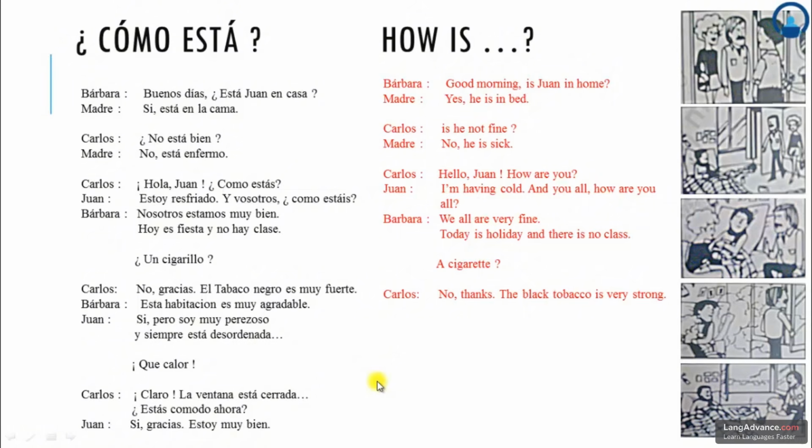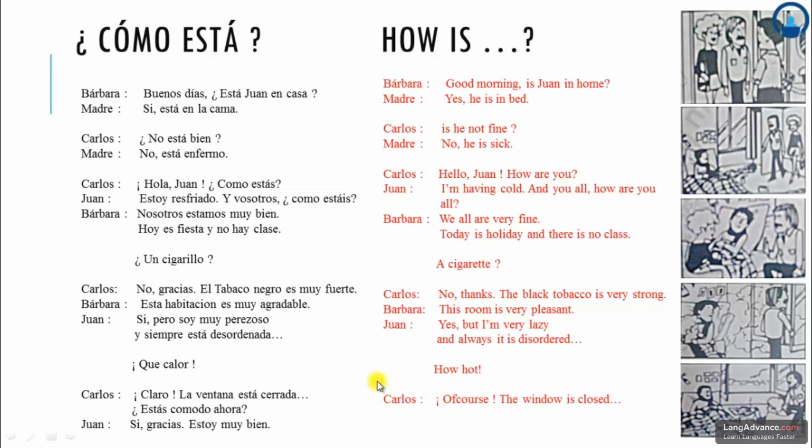Esta habitación es muy agradable. The room is very pleasant. Sí, pero soy muy perezoso. Yes, but I am very lazy. Y siempre está desordenada. And it is always disordered. ¡Qué calor! How hot. Claro, la ventana está cerrada. Of course, the window is closed.